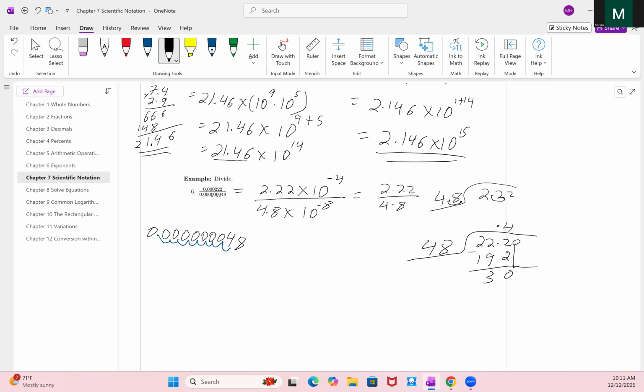48 goes into 300. How many times? 6 times 8 is 48, carry over 4. 6 times 4 is 24, 24 plus 4 is 28. Subtract: 10 minus 8 is 2, 9 minus 8 is 1. Put another terminal 0, bring it down, 120. How many times would it go?